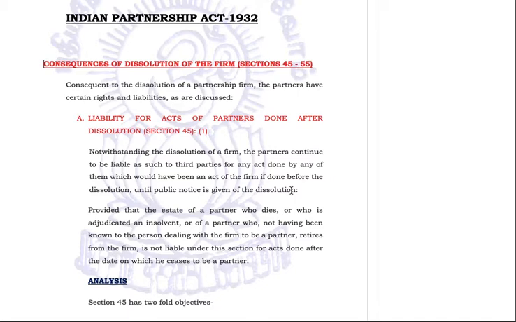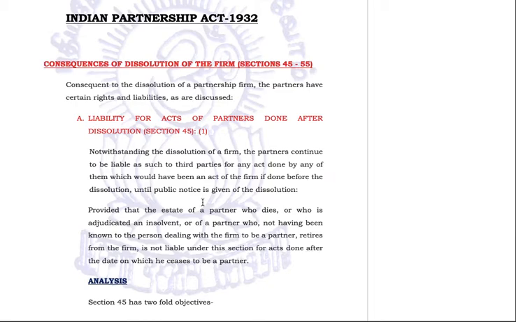Provided they have given the notice of the dissolution of the firm, then the partner is going to be liable independently and other partners shall not share such liability with him. Provided that the estate of a partner who dies or who is adjudicated an insolvent, or of a partner who, not having been known to the person dealing with the firm to be a partner, retires from the firm, is not liable under this section for the acts done after the date.